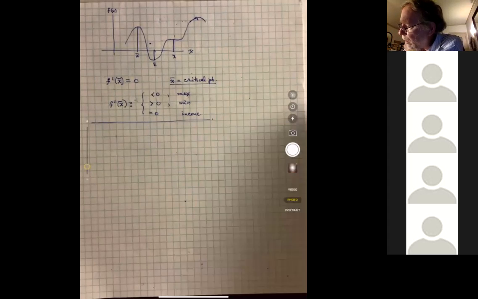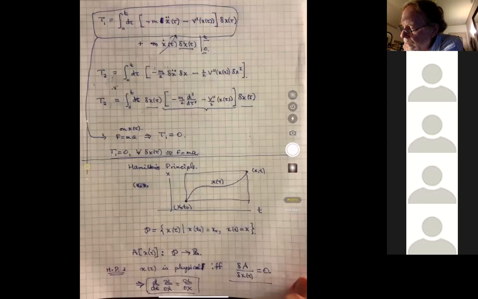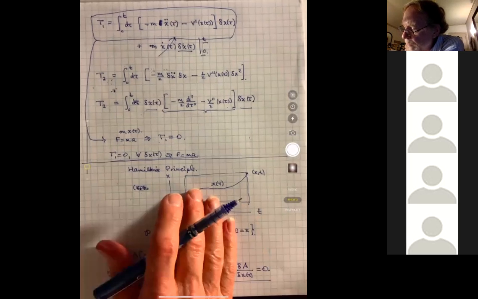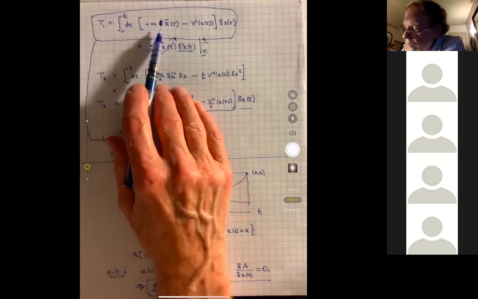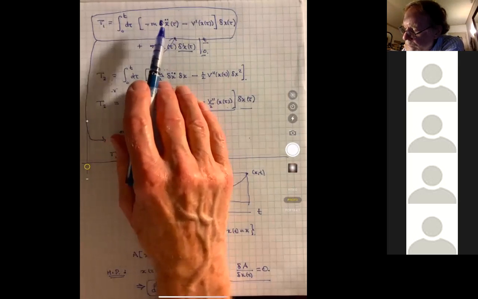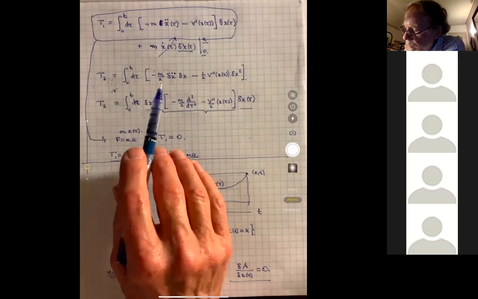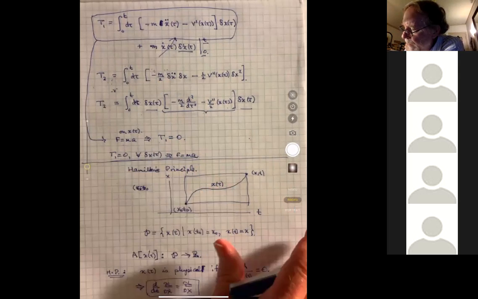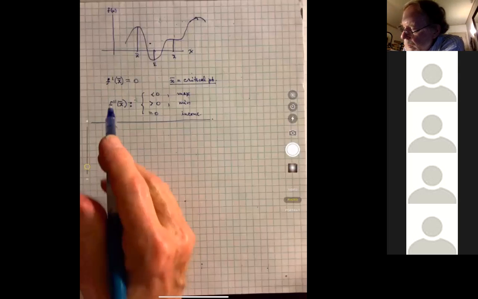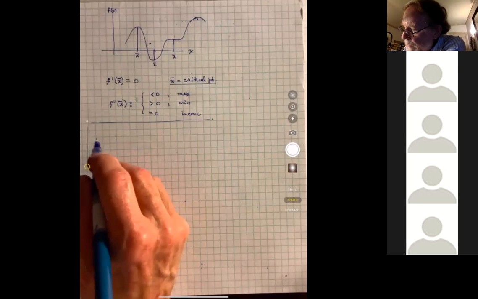So to go back to our action problem, if we ask, is the action actually a minimum along a classical path? The classical path is determined by finding a critical point in path space. That's the vanishing of T1. If you want to know whether it's a maximum or minimum or not, you need to look at T2. We'll come back to that later.